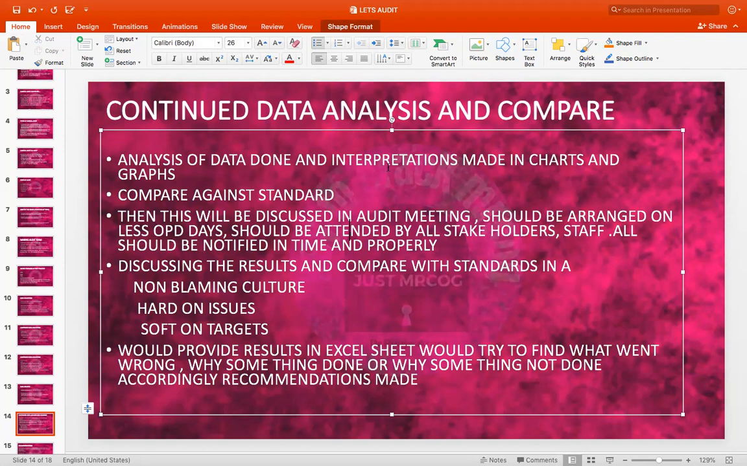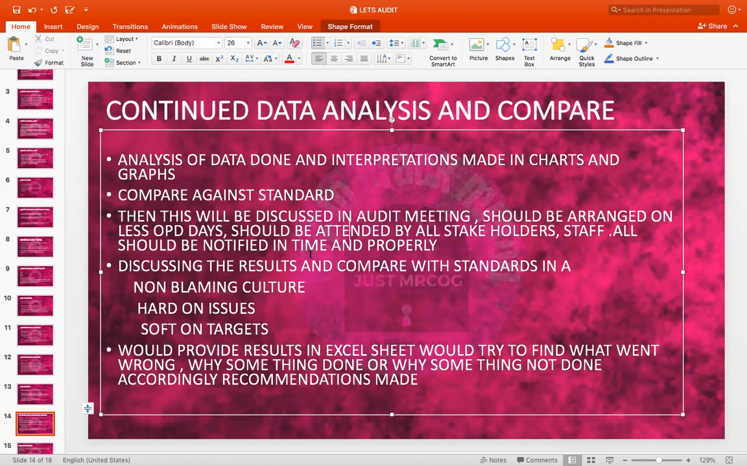Analysis of data is done and interpretation is always in chart and graph. They have taken all data and made the interpretation in a chart. This is a buzzword. We have to discuss it in an audit meeting, again a buzzword. It should be arranged on less OPD days, again a buzzword. It should be attended by all stakeholders and staff.